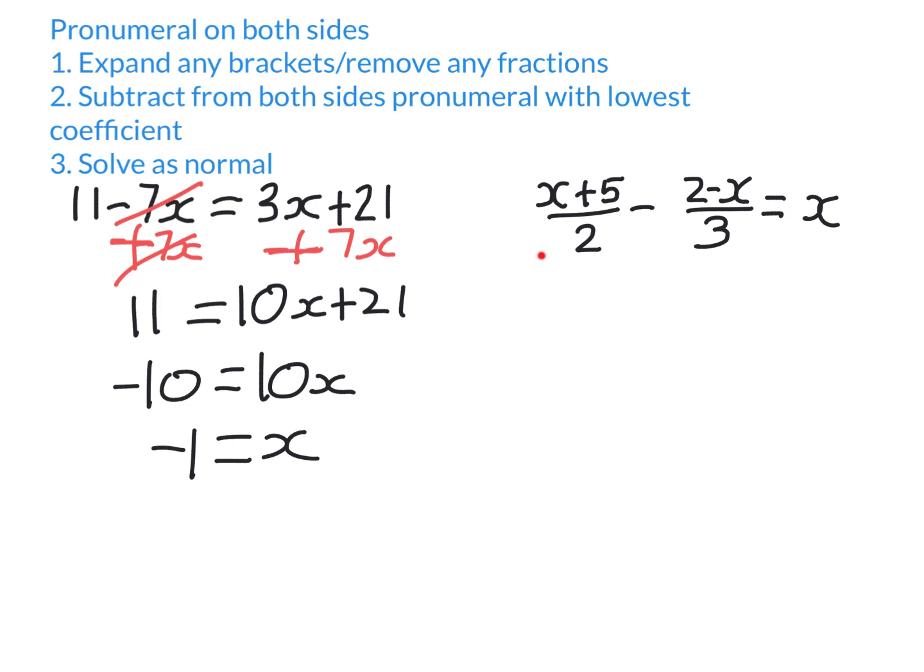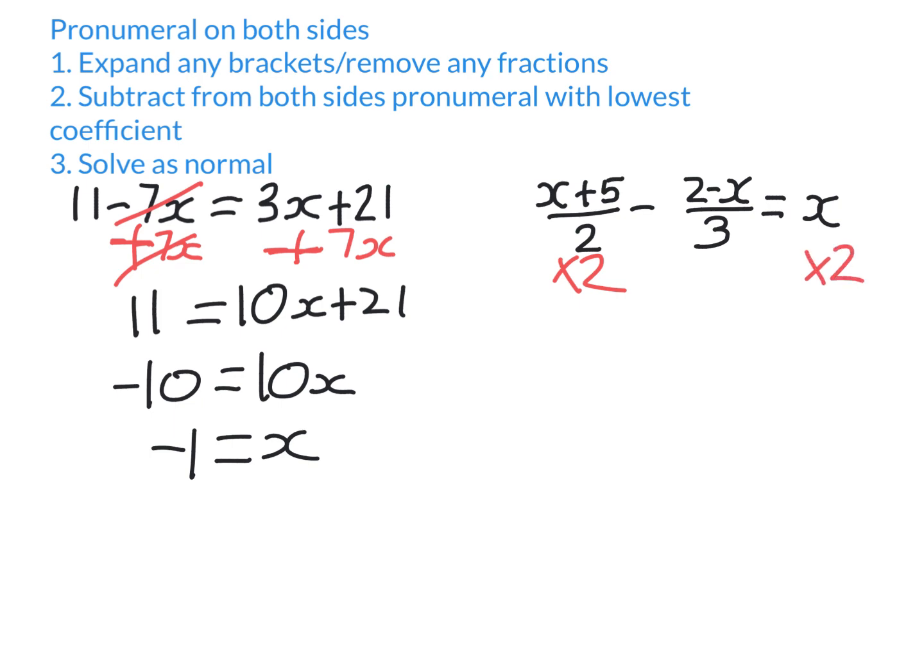All right, this is a lot more complicated here. Here we do have fractions, so I'm going to first try to get rid of those fractions. So the way I'm going to get rid of this fraction is to times by 2, because timesing 2 and dividing 2 undo each other. What you do to one side, you must do to the other.